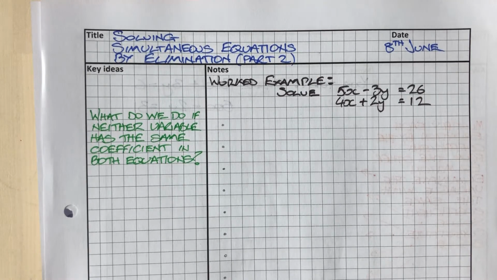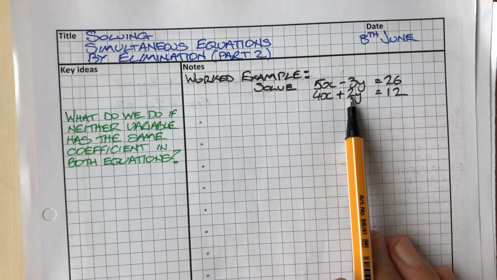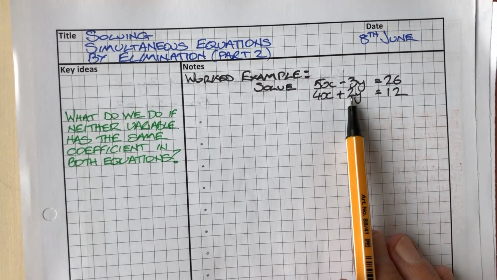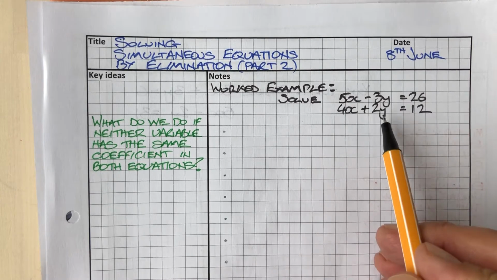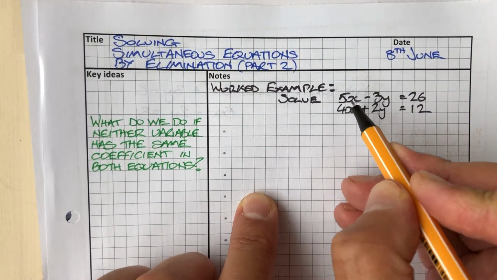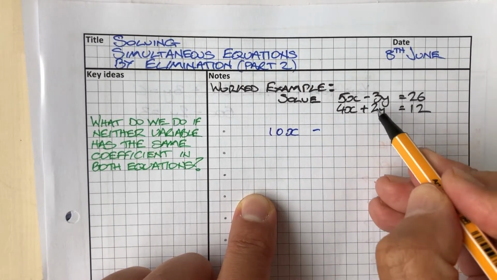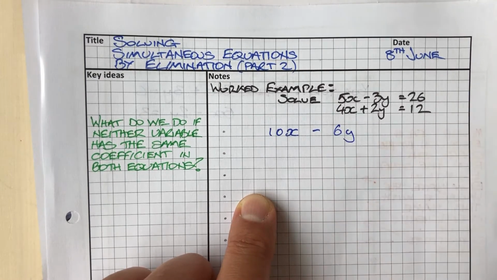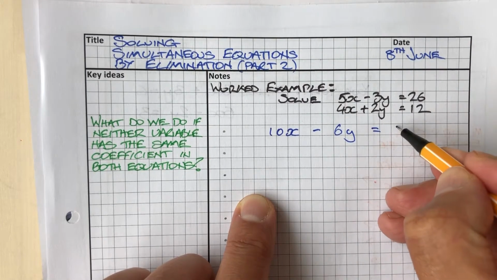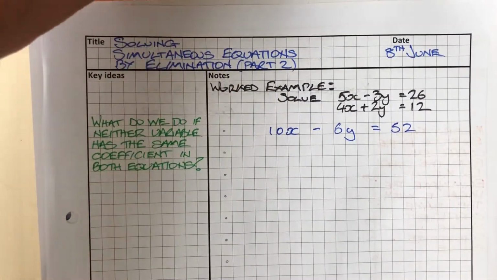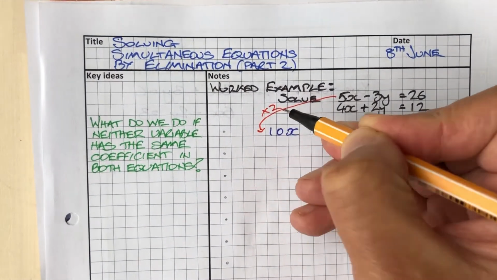So what I'm going to do is multiply this first equation by the number in front of y in the other equation. So I'm going to multiply everything in the top line by 2. So 5x times 2 is 10x. And I'm going to take away 2 lots of 3y, that's 6y, and that's going to give me 2 lots of 26, which is 52. So everything in that top line I have multiplied by 2.